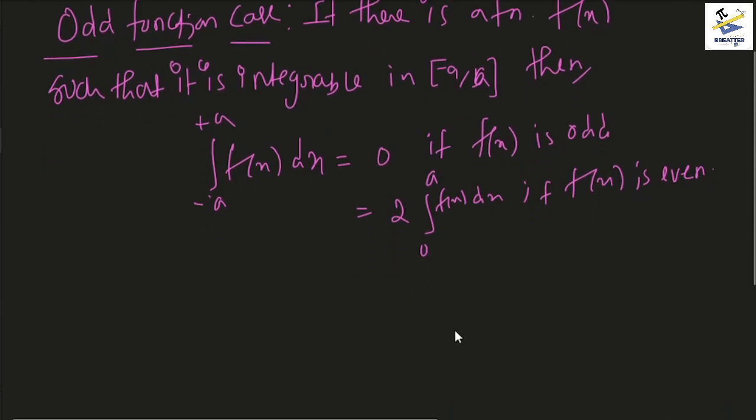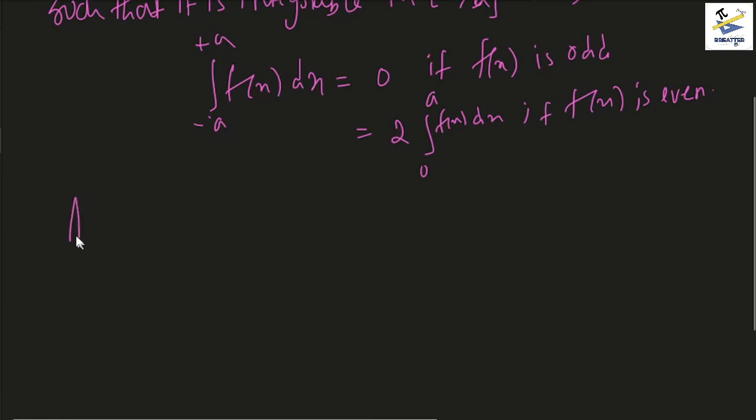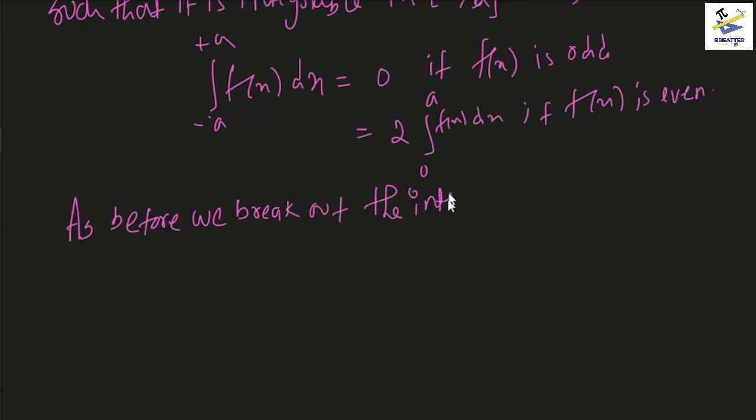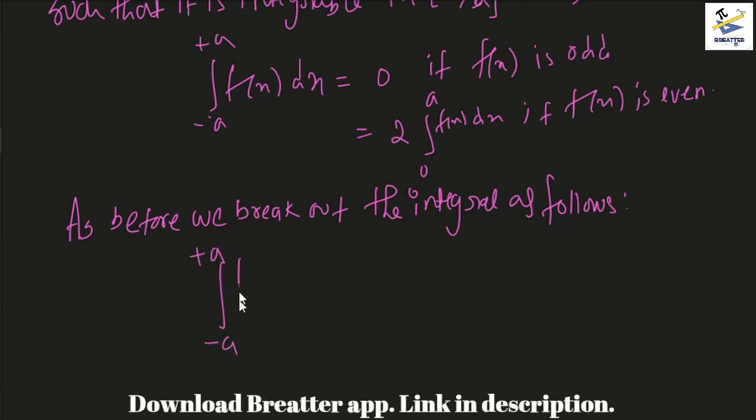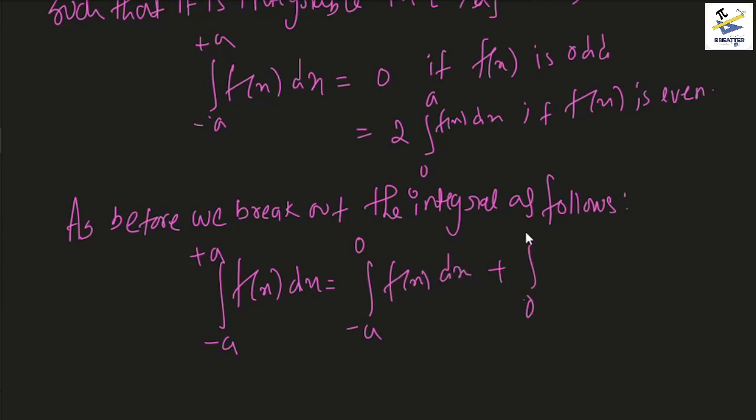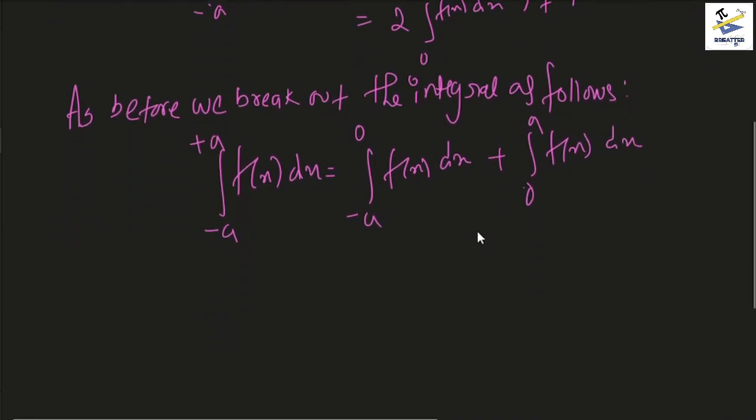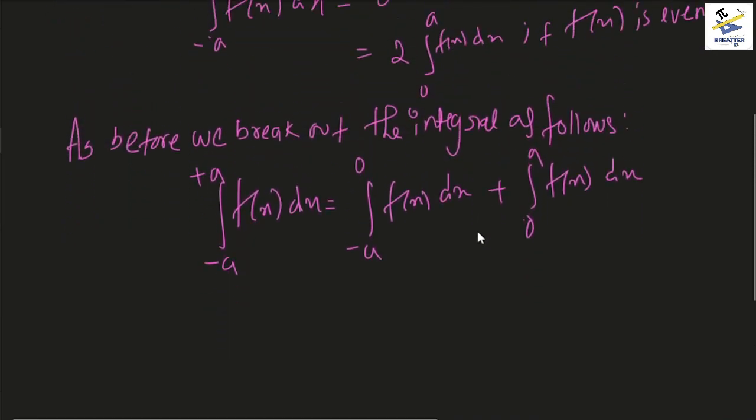Okay, so let us prove the odd case. So as before, we break out the integral as follows, which is minus a to plus a f x dx equals minus a to 0 f of x dx plus 0 to a f of x dx, right?